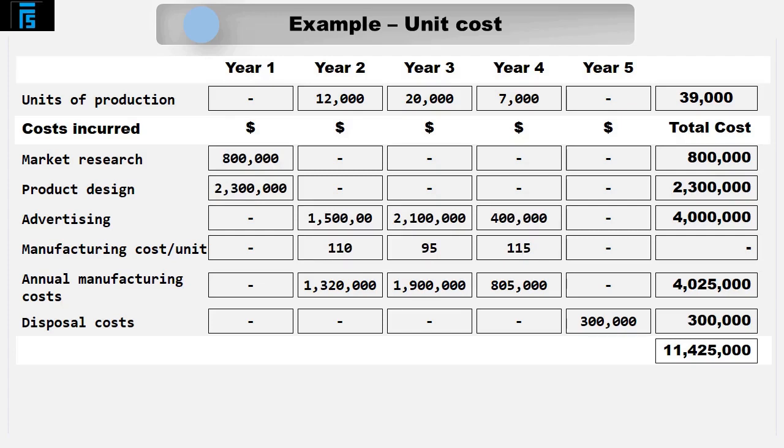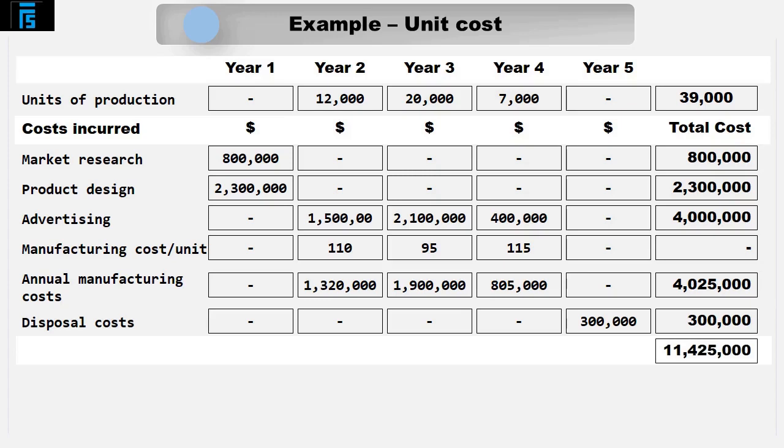Note that the annual manufacturing costs need to be calculated. In year 2, for example, manufacturing costs total 1.32 million, being 12,000 units of production multiplied by a unit cost of $110. Similarly, manufacturing costs total 1.9 million in year 3 and 805,000 in year 4. Of course, as we're considering all life cycle costs, we also add the post-production disposal costs incurred in year 5. Life cycle costs of product T amount to $11.425 million.